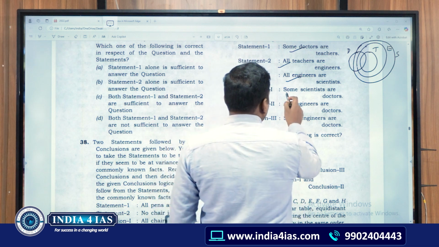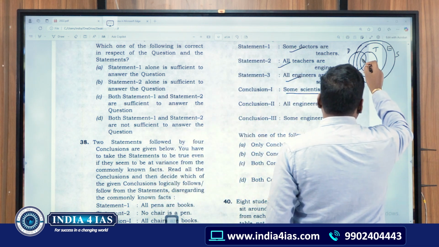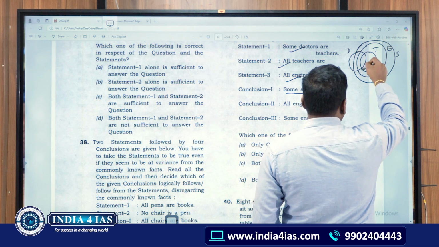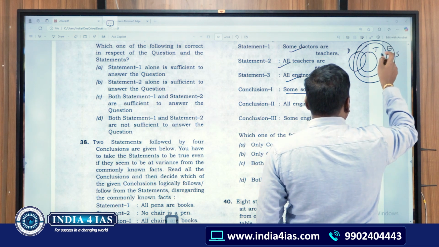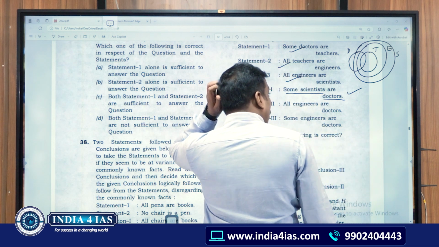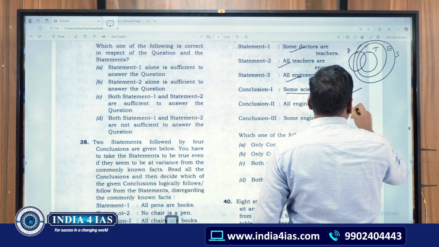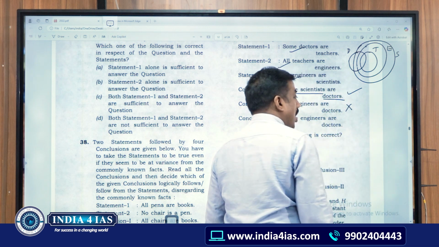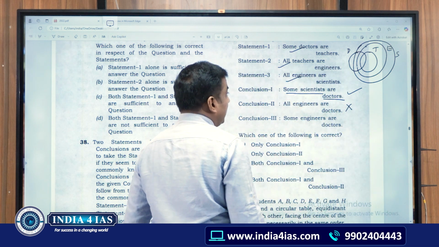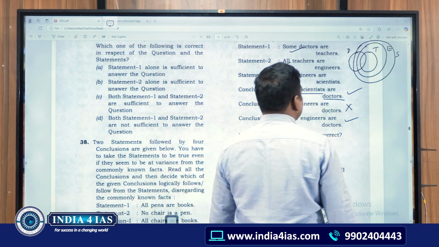Now, conclusion. Some scientists are doctors. Definitely some scientists have to be doctors because these two are intersecting. So, the outer circle will definitely intersect. All engineers are doctors? No, all engineers need not be. Some engineers are doctors. I cannot say all engineers are doctors. Yes, for sure, some engineers are doctors.